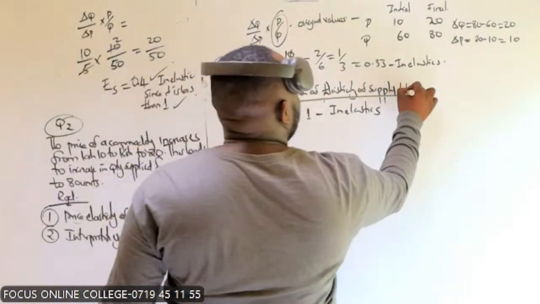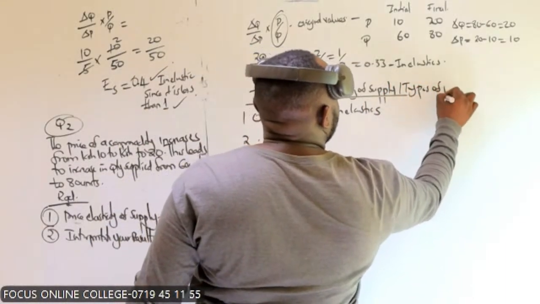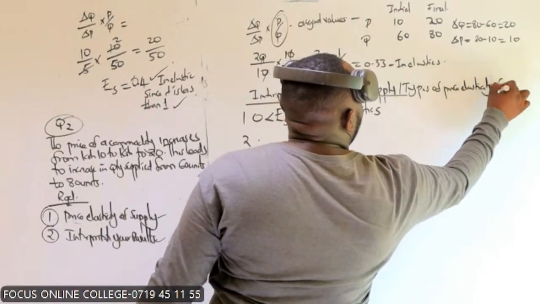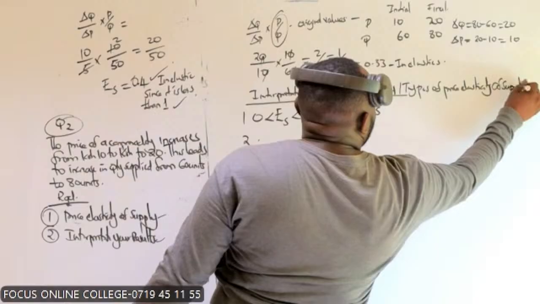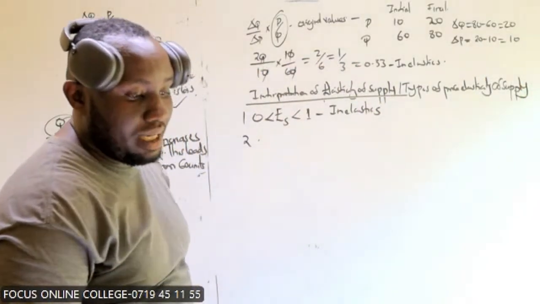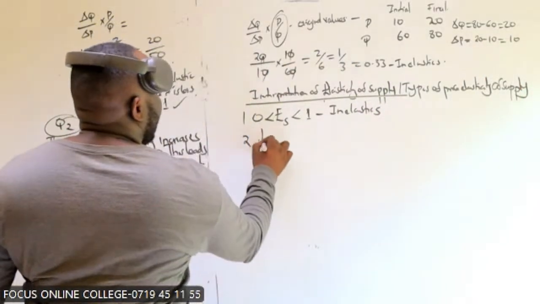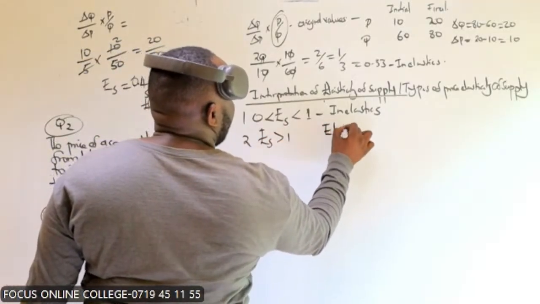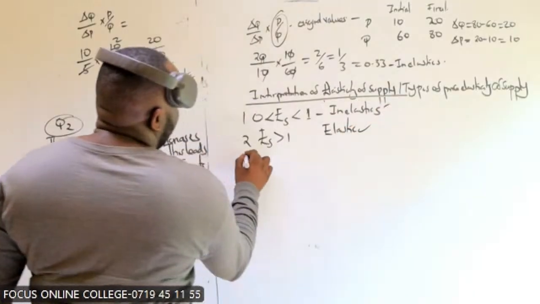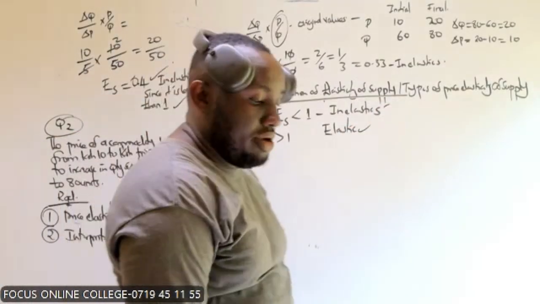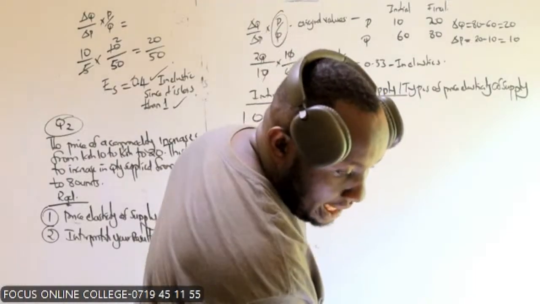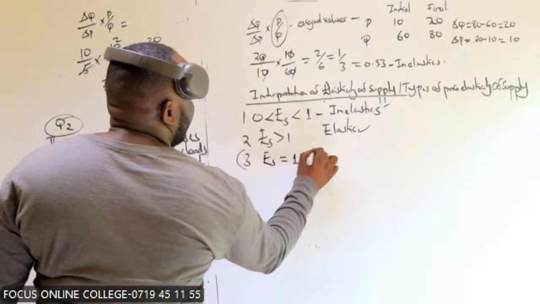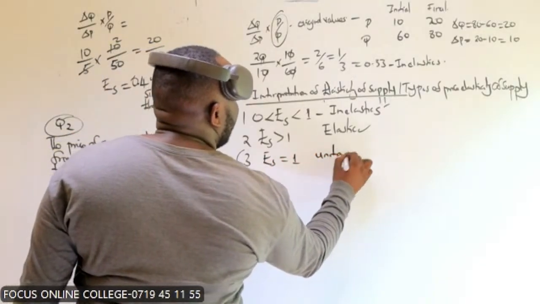So, types of price elasticity of supply. Then we have elasticity of supply greater than 1. This should be elastic. Then we have number 3: elasticity of supply equals 1. So we call it unitary elastic.